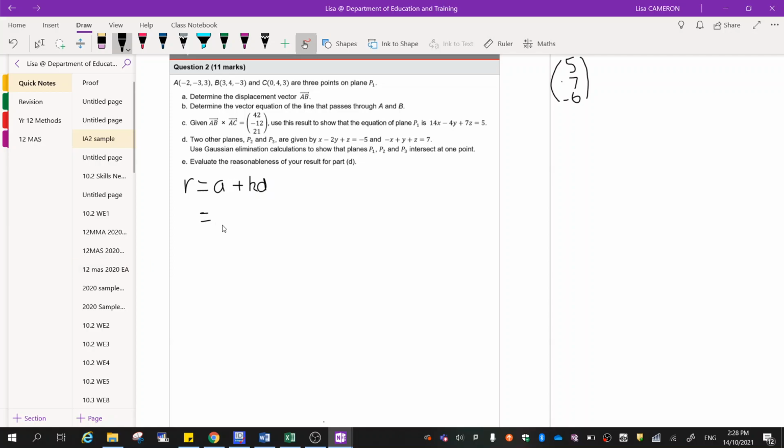Now when we substitute back into this one, we've got A is (-2, -3, 3) in our little brackets, as a matrix, plus k, which is just k, and then d. d is the vector that we figured out for AB just before. So (5, 7, -6). So that now becomes our vector equation for the line that passes through A and B.